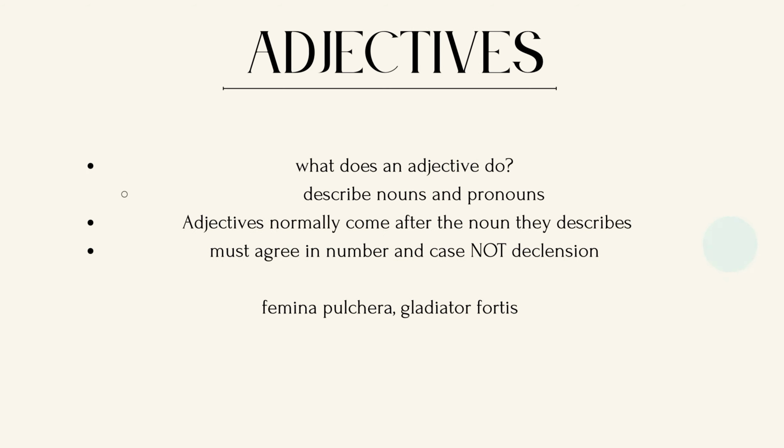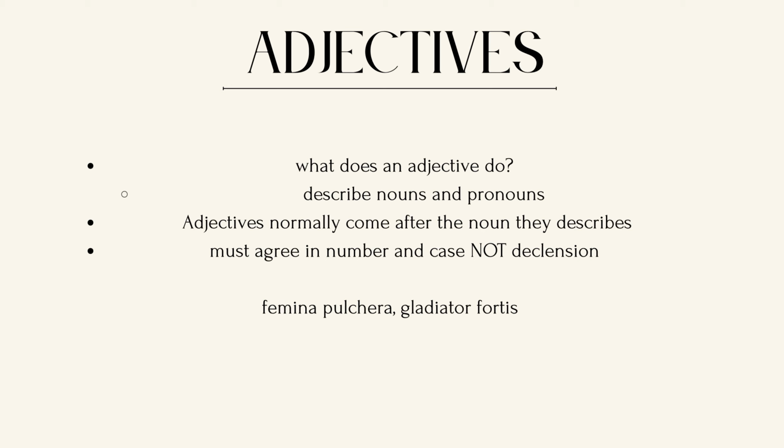So next, let's go over adjectives. So what does an adjective do in any language? It describes nouns and pronouns. So adjectives normally come after the noun they describe, and they must agree in number and case, but not in declension. So our first example, femina pulchra, the adjective does agree in declension, but it's just because of the natural declension of the adjective, but it doesn't have to.